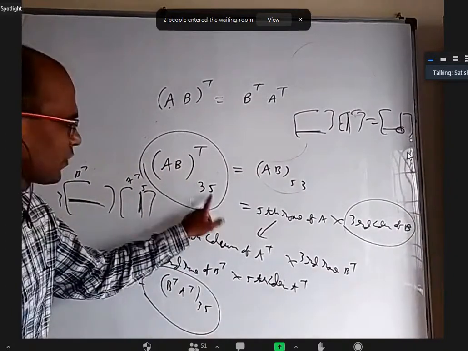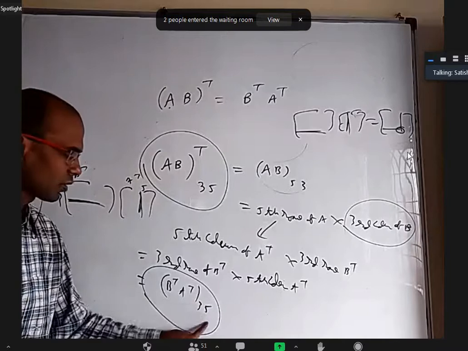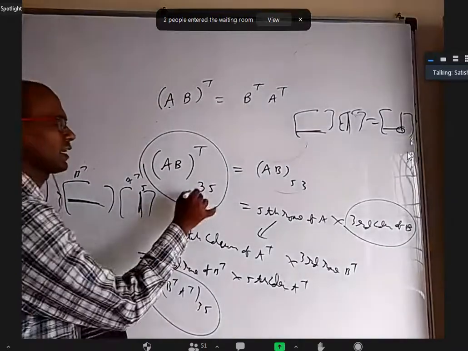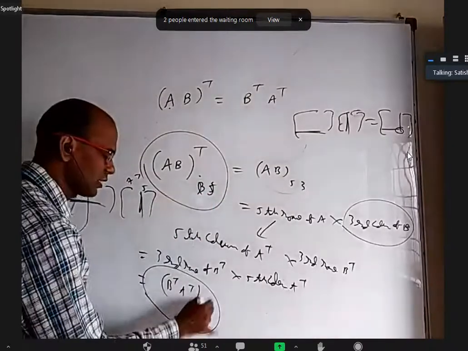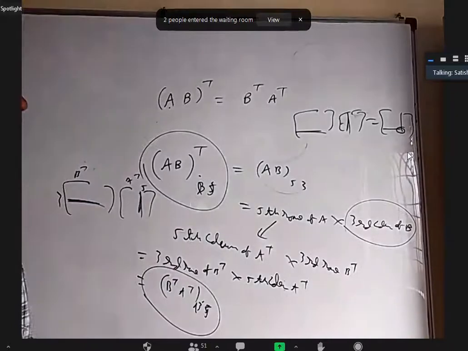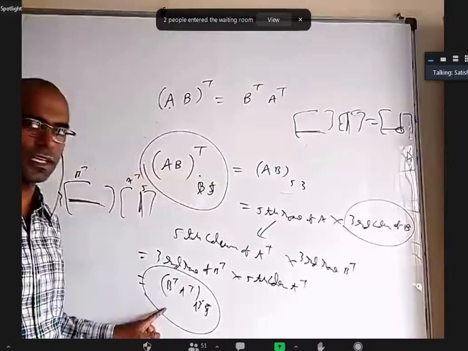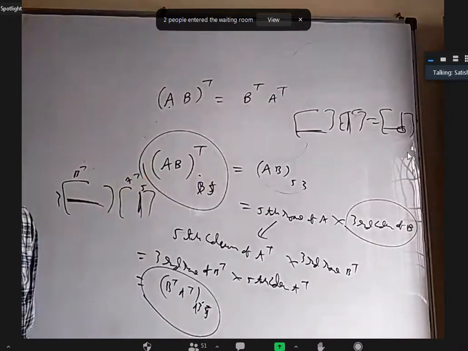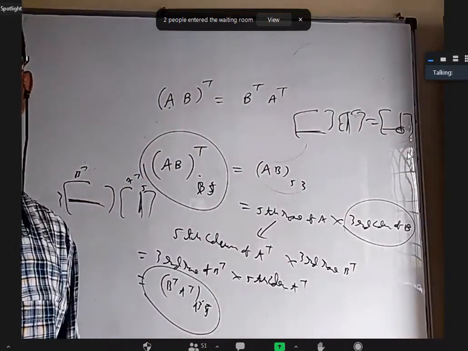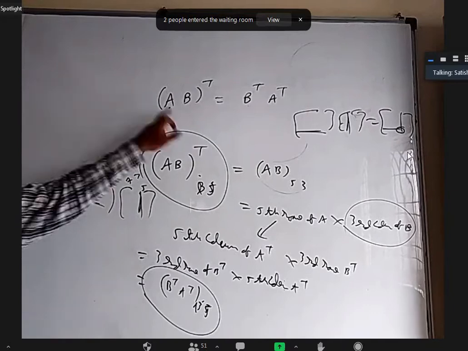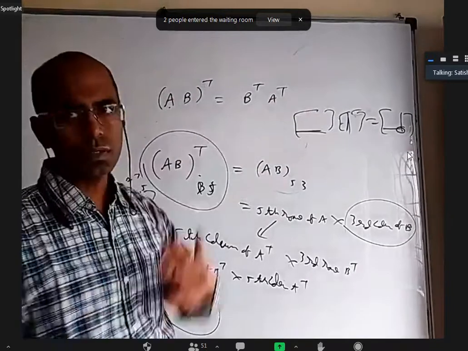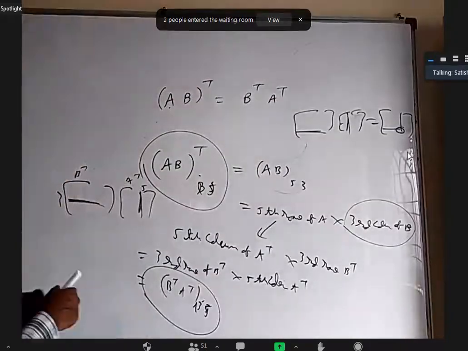The third row, fifth element of this is the same as the third row, fifth element of this. Similarly, I can write i here, j here, i here, j here. Every time they will come equal. So that means, not just order, every element of this is equal to the corresponding element here. Means they are equal, right? So (AB) whole transpose equals B transpose A transpose is correct.